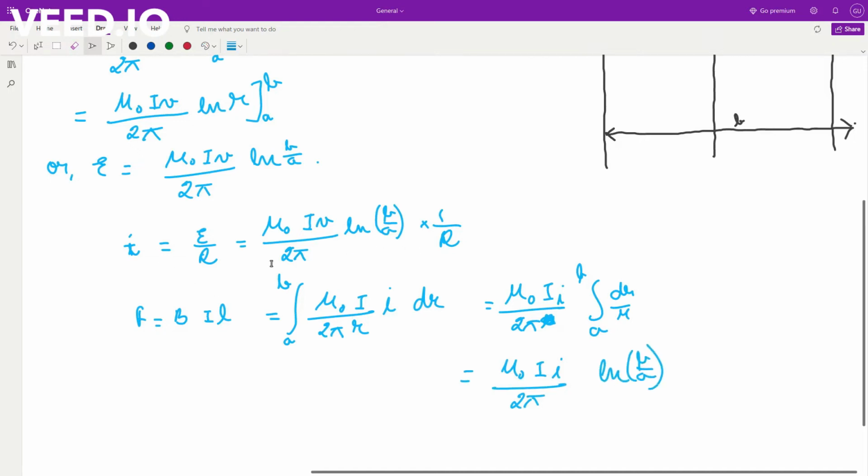Now let us put the value of i as calculated here. So we will finally get F is equal to mu naught I by 2 pi ln B by A, whole square, into V by R.